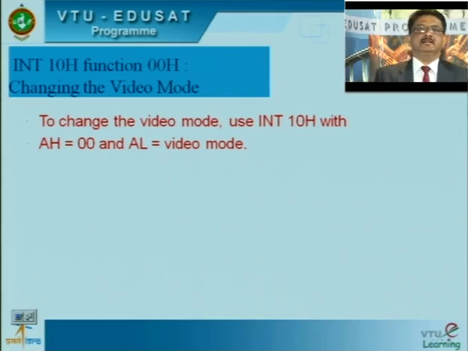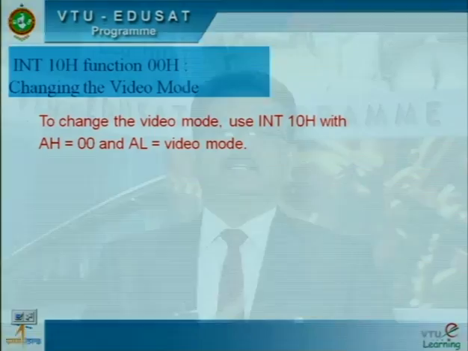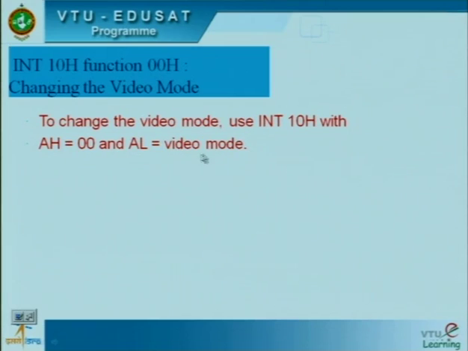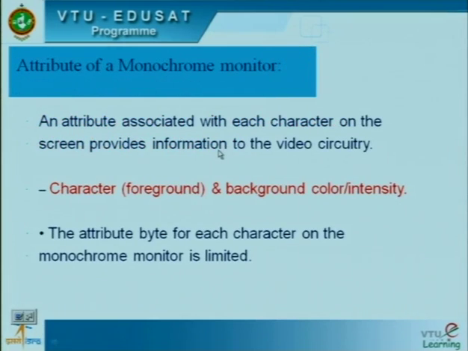Now we have seen clearing the screen, setting the cursor, and then getting the cursor position. Now let us try to change our mode from a textual mode to video mode. To change the mode of the display, we will be using INT 10H with AH equal to 00 and AL will have the video mode. If I specify a different value here, that will set the video mode.